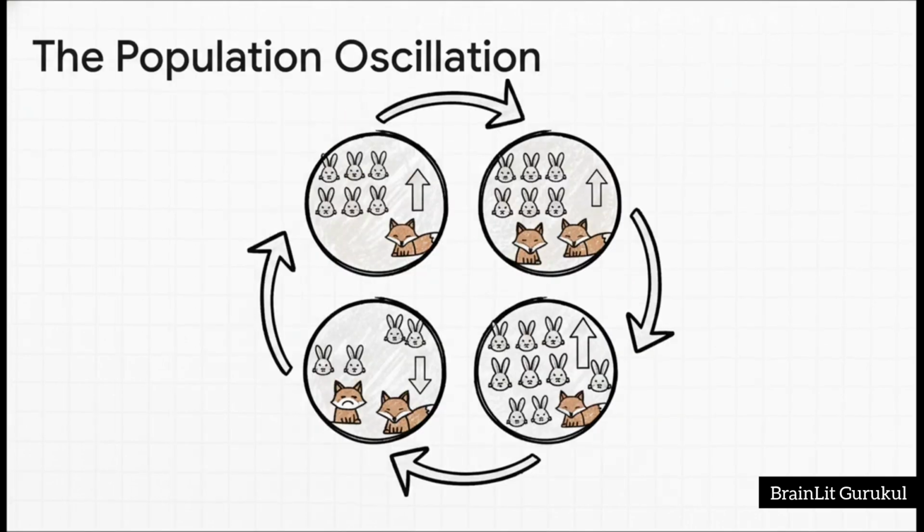Let's walk through this dance step by step. Okay, start with lots of prey and not many predators. What happens? The prey population explodes. It's a feast. So, after a little time lag, the predator population starts to boom too. But what happens when you have tons of predators? The prey population gets decimated. It crashes. And once the food is gone, you guessed it, the predator population crashes right behind it, which of course leaves the few remaining prey with no one to hunt them, and the whole cycle starts all over again.